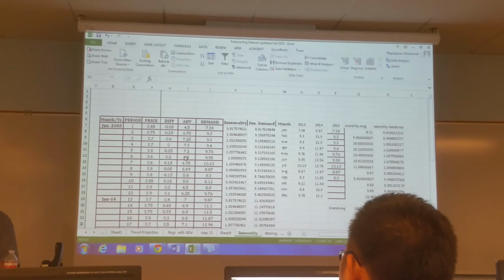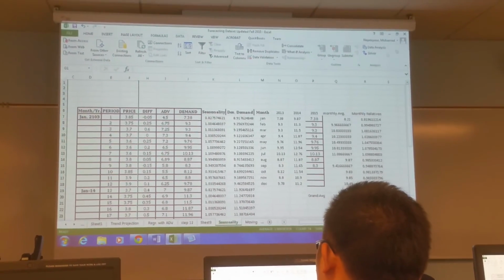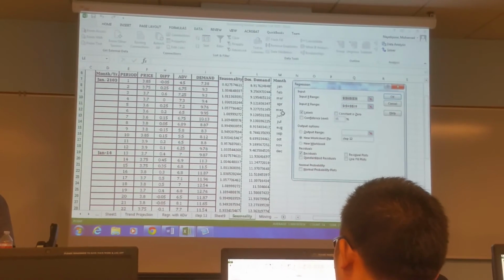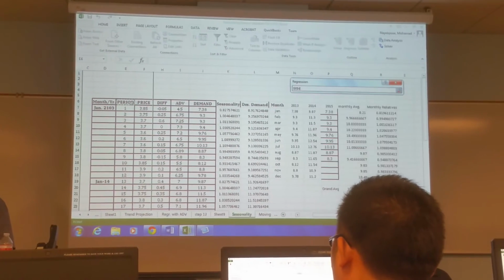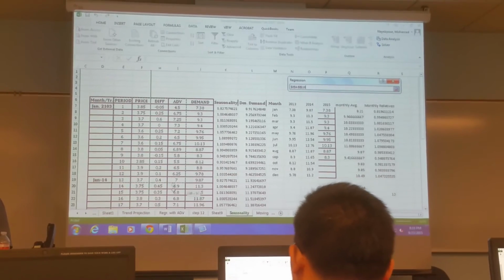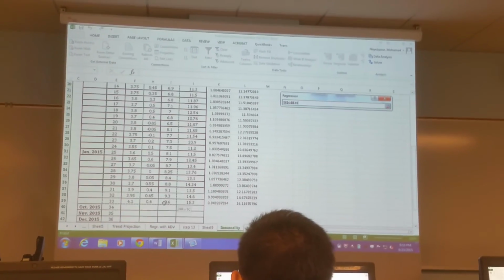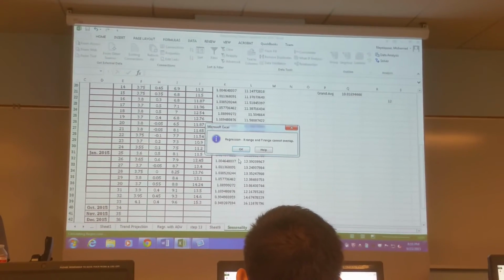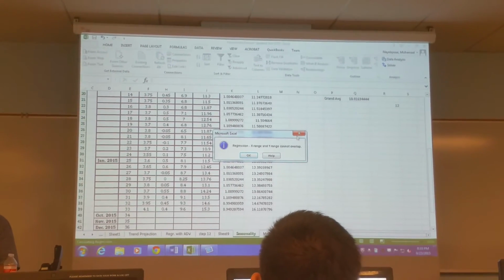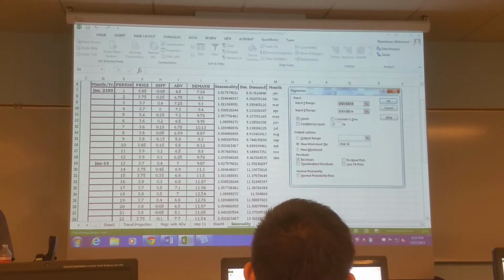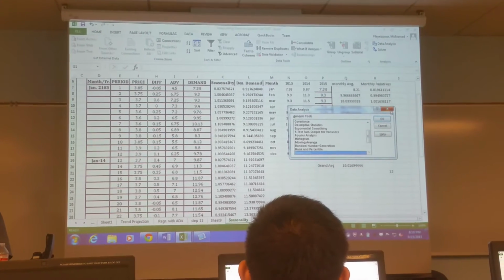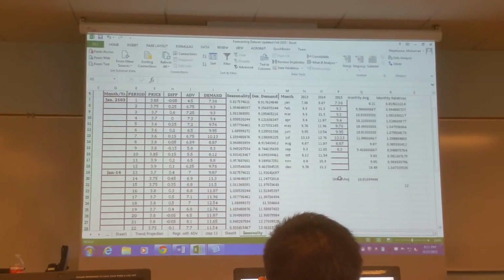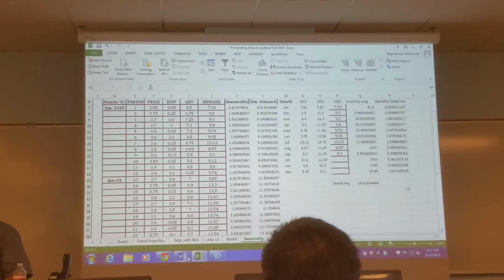So let me do it again. Data analysis, regression. So the best thing is to just copy them, put them in some other cell, make them contiguous, right by each other, and then run it. Okay. Alright, next.